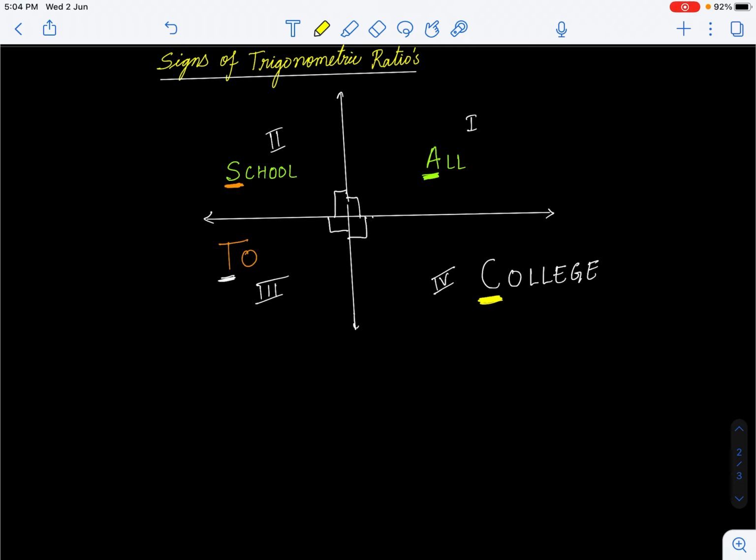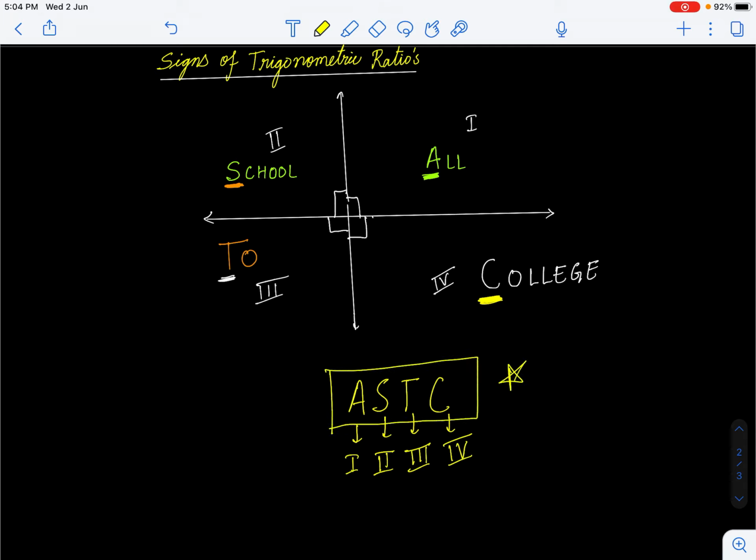So if you just remember this phrase, all school to college, it takes care of all the signs of trigonometric ratios. We just have to look at the first letter: A, S, T, C. In short, you can remember it like this also, A, S, T, C. First quadrant, all positive. Second quadrant, only sine positive. Third quadrant, tan is positive. Fourth quadrant, cosine is positive. So you can either remember A, S, T, C, or you can remember the phrase all school to college and just look at the first letter.